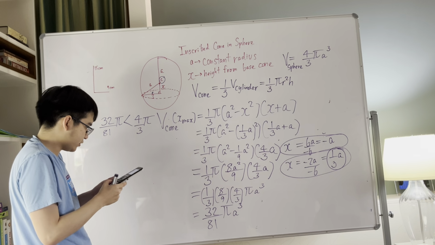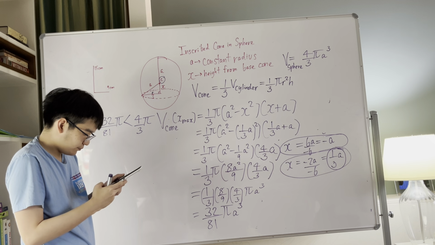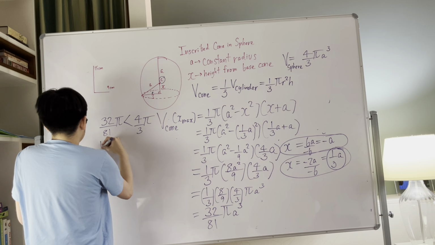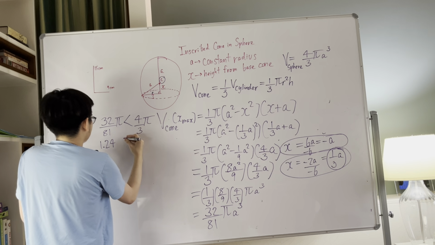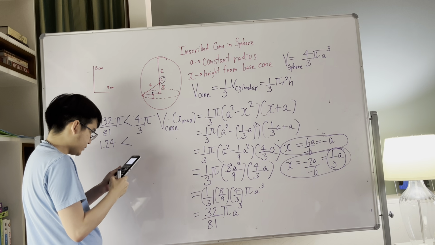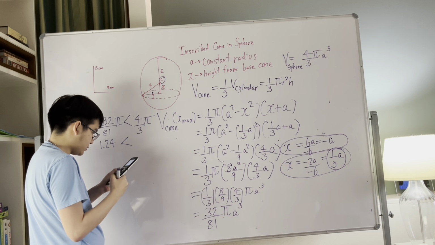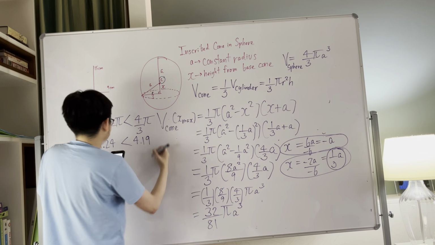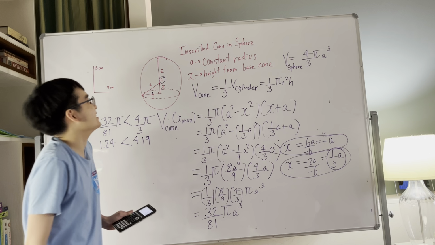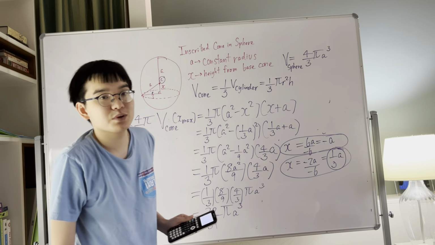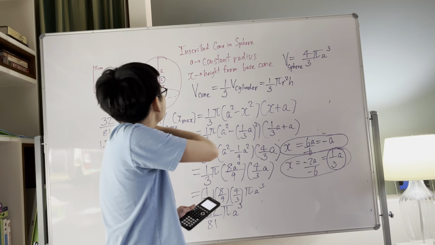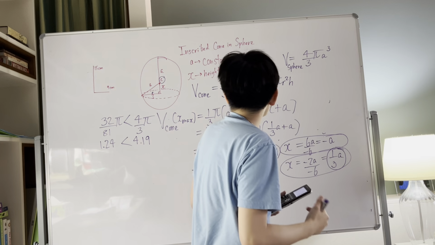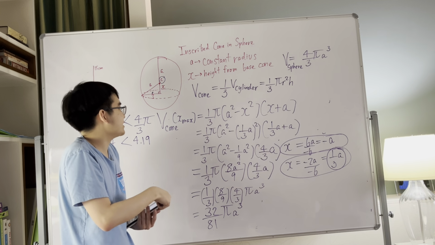And let's go and check. 32/81 times pi is around, to three significant figures, 1.24. And 4/3 times pi is 4.19. So it makes sense. Our sphere should serve as an upper bound, and the volume of our inscribed cone should not exceed that volume. Okay, I think that makes sense.